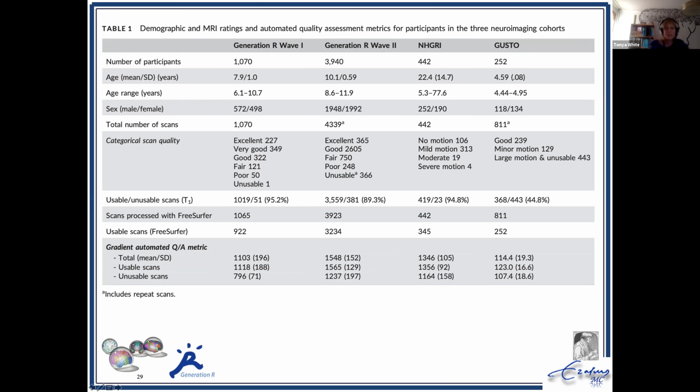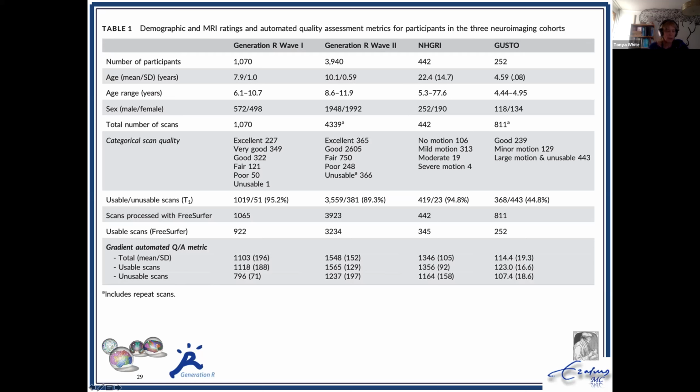So here's the Generation R first wave, here's the Generation R second wave, so 1,070 scans, 3,940. We had the National Institutes of Health genetics research, so Philip Shaw, and 442 images from his group. And then from the Gusto study, my counterpart in the Gusto is Anki Kui, and used 252. These are really young children, so the age range here is 4.59. NHGRI are older, and then we have 7.9 and 10.1. The standard deviation is quite narrow because we are collecting imaging waves, and there's the age range.